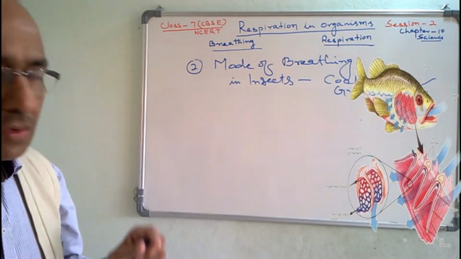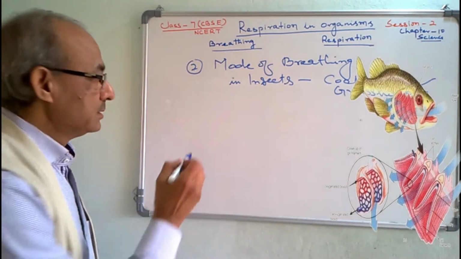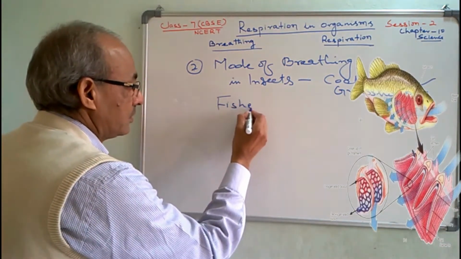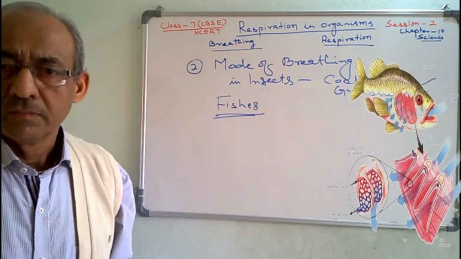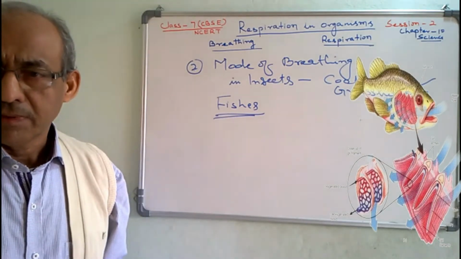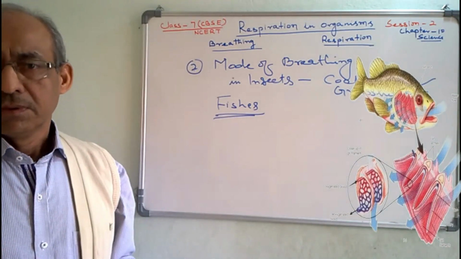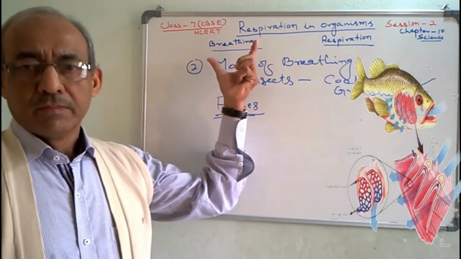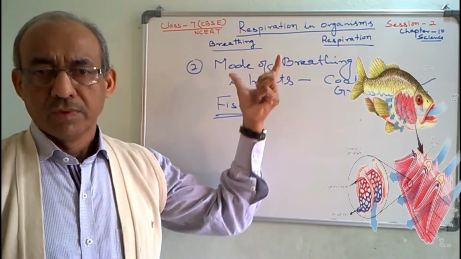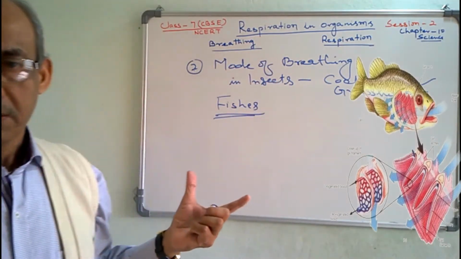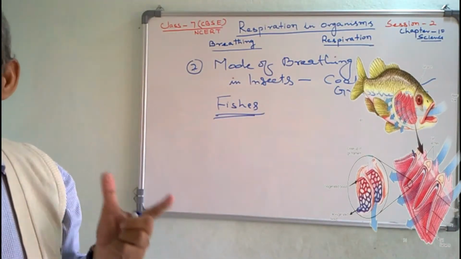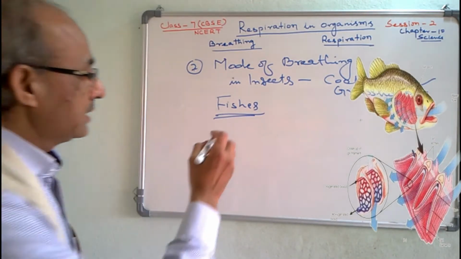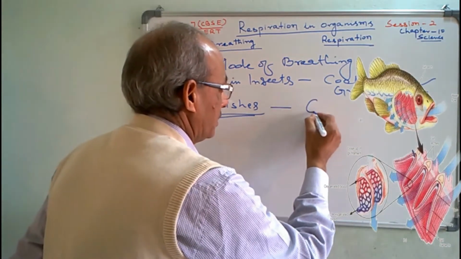But most of the aquatic animals like fishes do not possess lungs. They have a special type of organ which takes part in respiration, breathing. We will understand here what that special structure is and what the function of that special structure is. That special structure is gills.